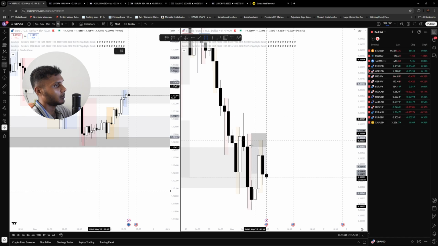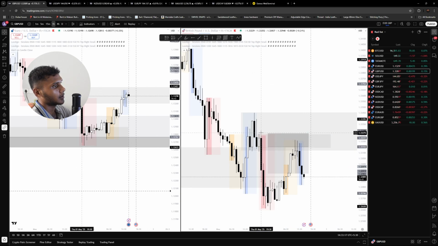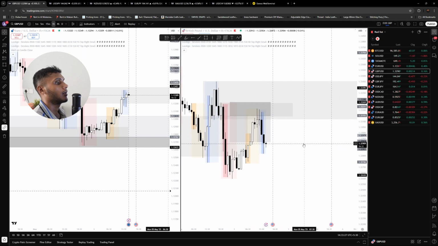GBP USD, similar situation. We have this 4-hour order block, and if we go to 1 hour, we have this order block. So we could place our stop loss here and entry here, or we could place our entry here and stop loss there. So if we took this trade, we would have made 2R. That's okay.